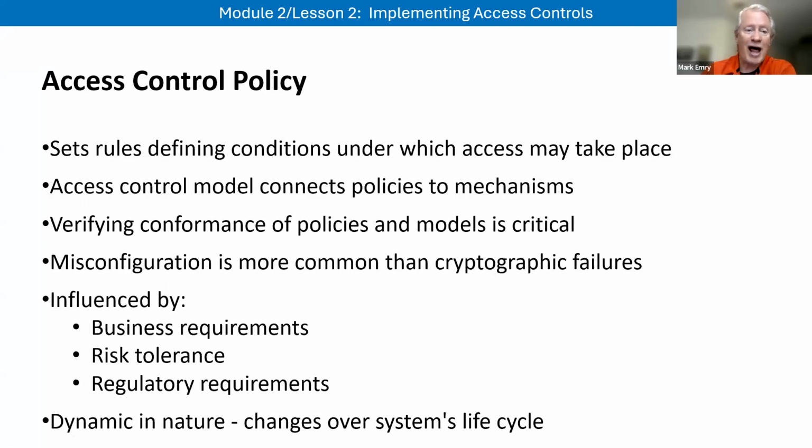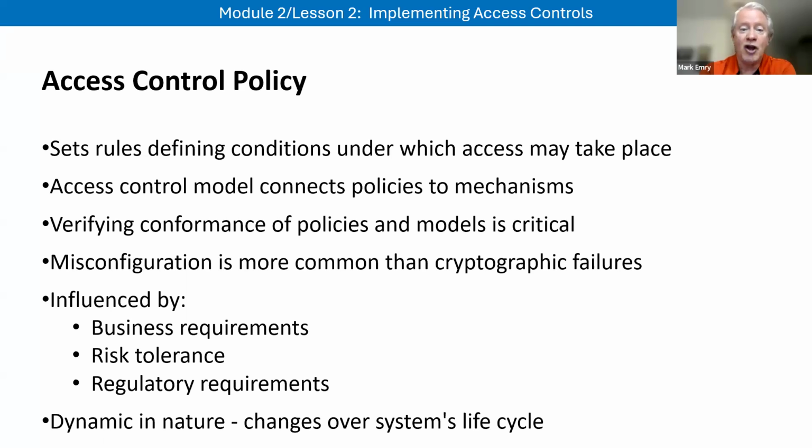An access control policy sets the rules that define the conditions under which access may take place. An access control model connects the policies to the mechanisms. Verifying the conformance of policies and models is a critical task. A system's privacy and security are more often compromised by misconfiguration of access control than cryptographic failures.